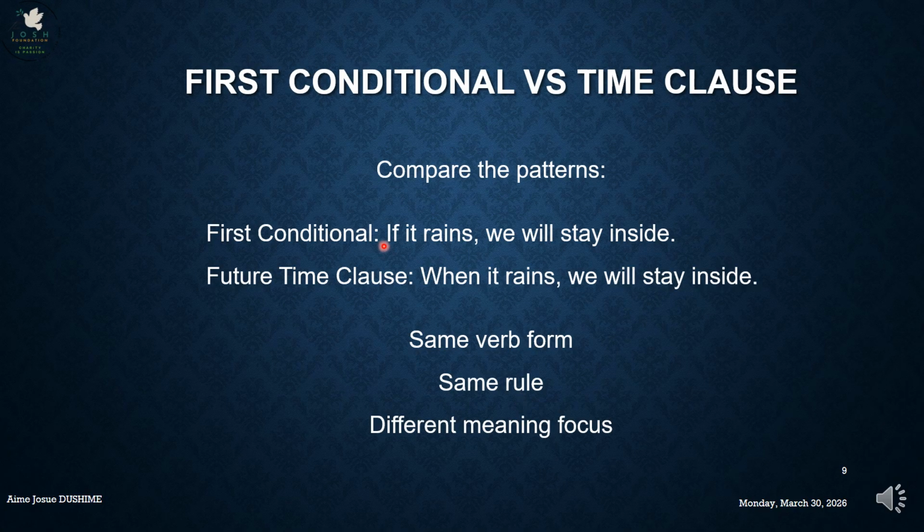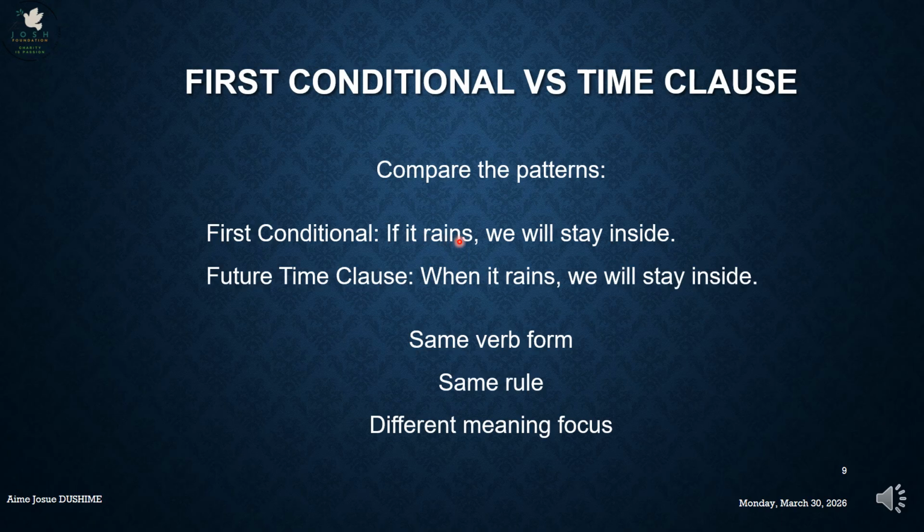Here in the if clause, we don't use will. Here in the future time clause, we don't use will. We only use will in the result clause. In the result clause, that's when we use will. Different meaning focus. The focus is the one which is different. The verb forms are the same: it rains, it rains, will stay, will stay. Same verb form, same rule.